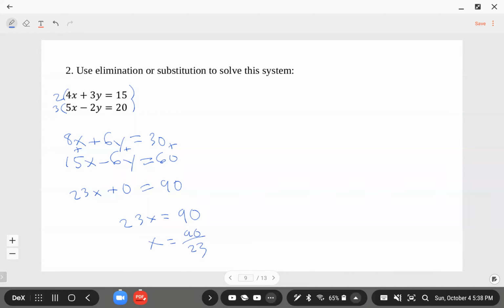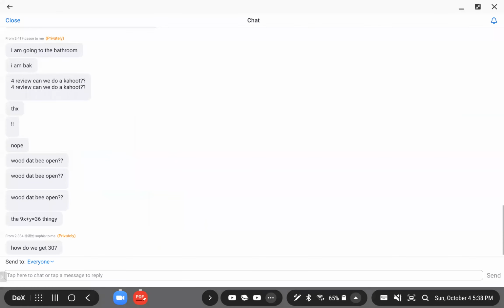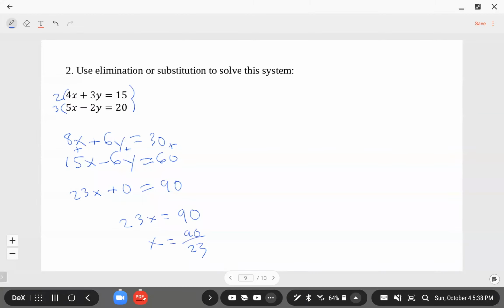So how did we get to this step? Does anybody have any questions on how we got to this step? So how did we get 30 and how did we get 60? Remember, we're multiplying the equations. Multiply every term by 2. So 4x by 2, 3y by 2, 15 by 2. That's how we get 30.